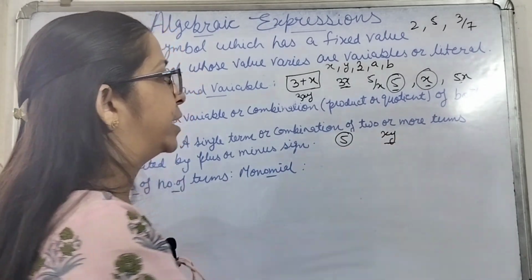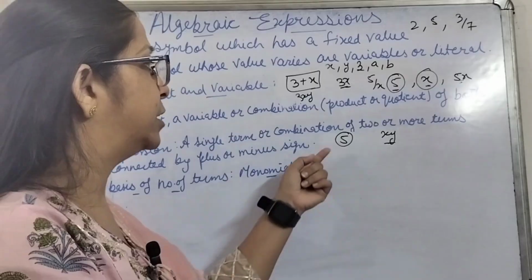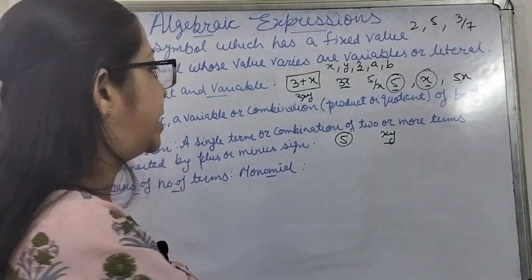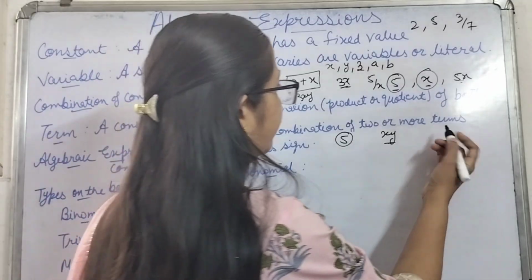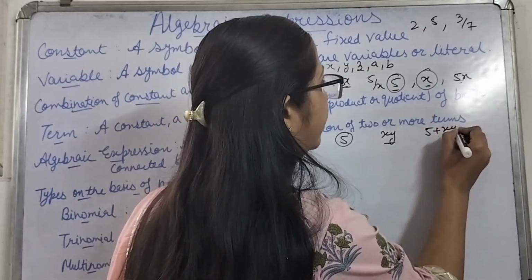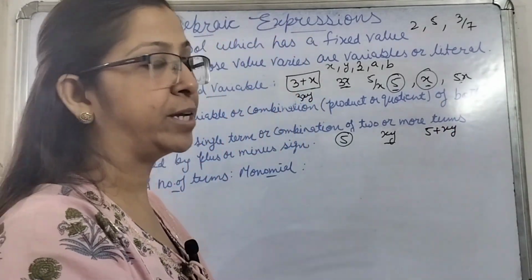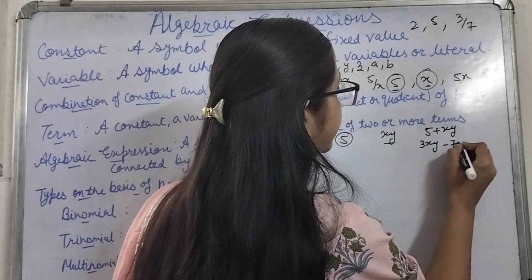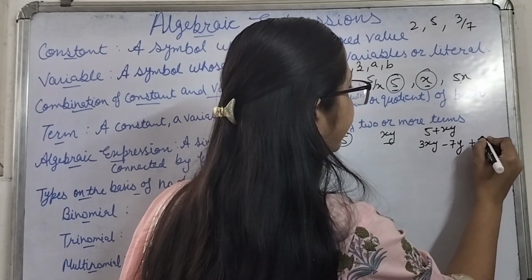And when we combine two or more terms with a plus sign or a minus sign, it becomes an algebraic expression. Like if I say 5 plus xy, it is even an algebraic expression, we can say your 3xy minus 7y plus 17.